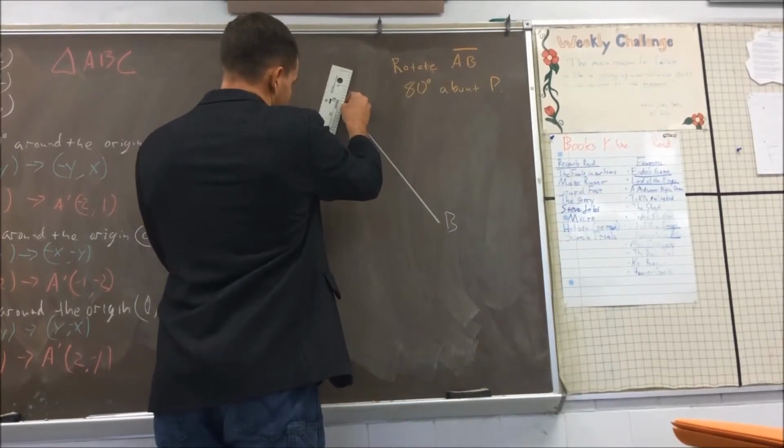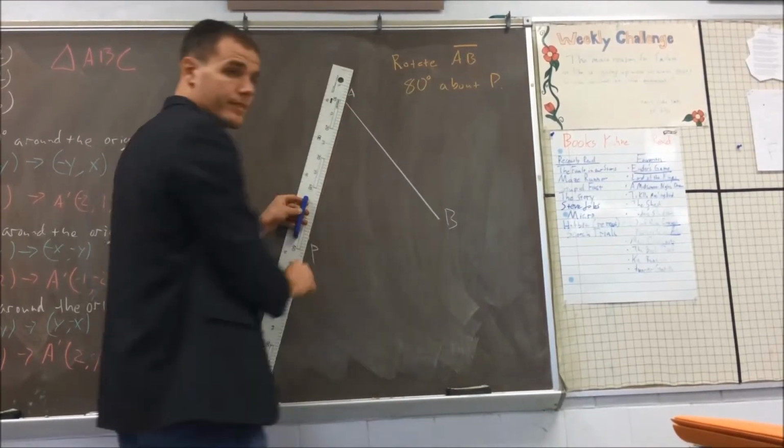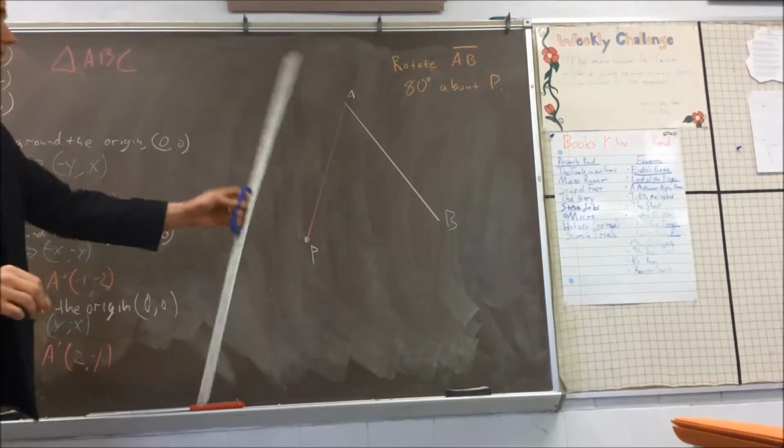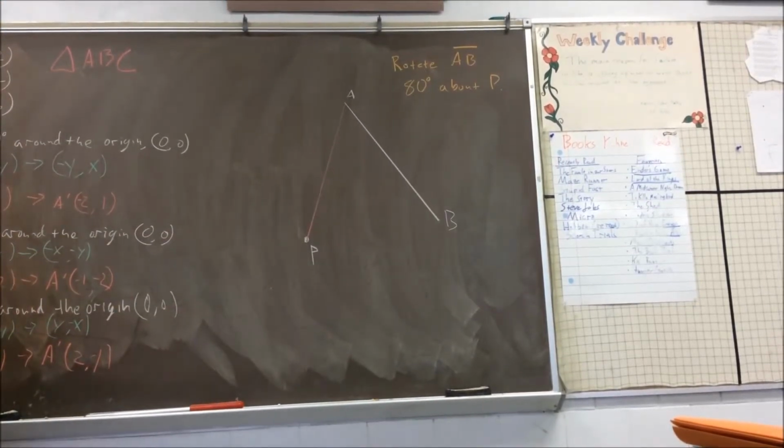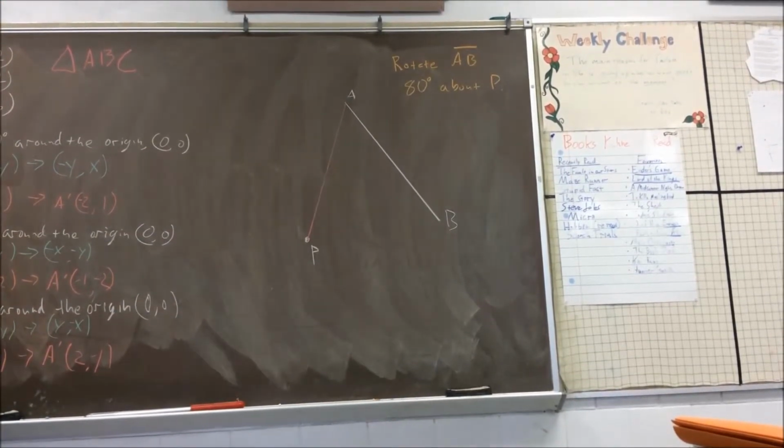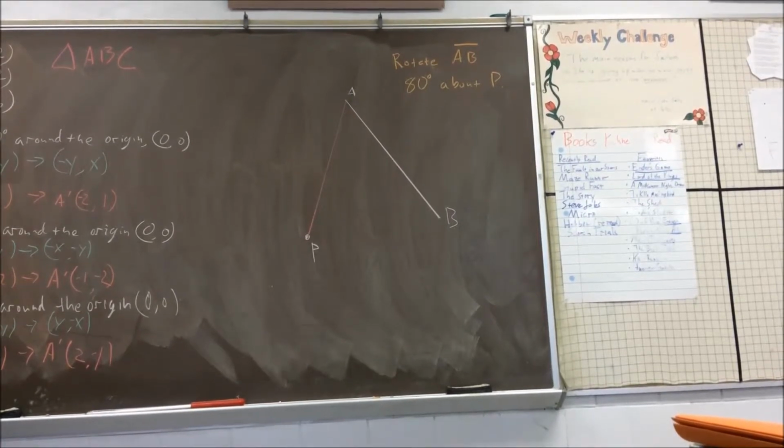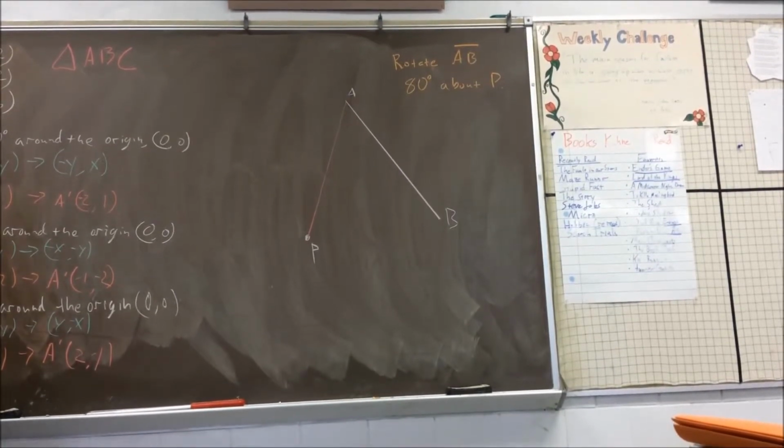Wait, did I put all AB first? Yeah, you got to have a segment and a point. They will always give you the segment, they'll always give you the center.